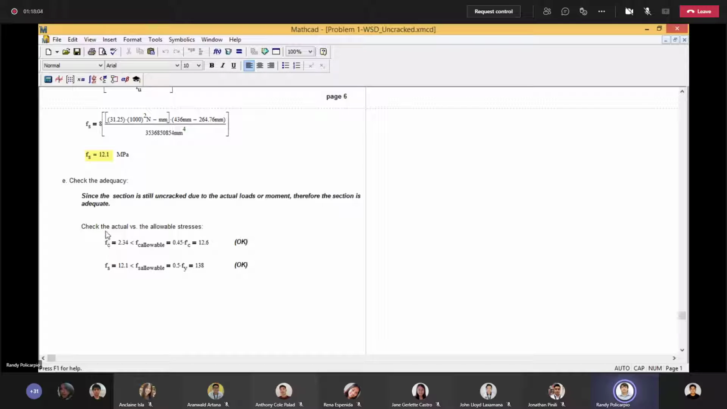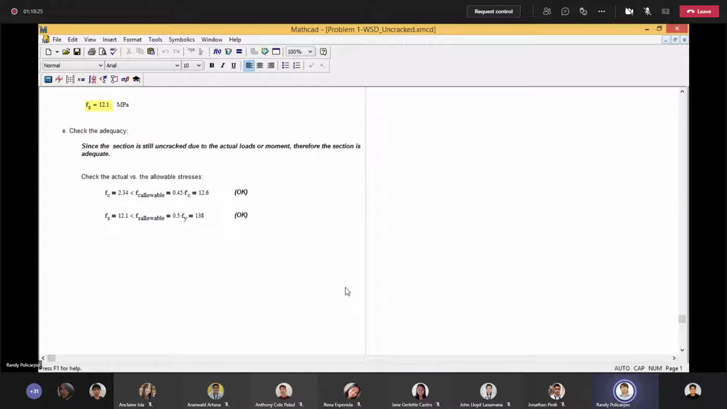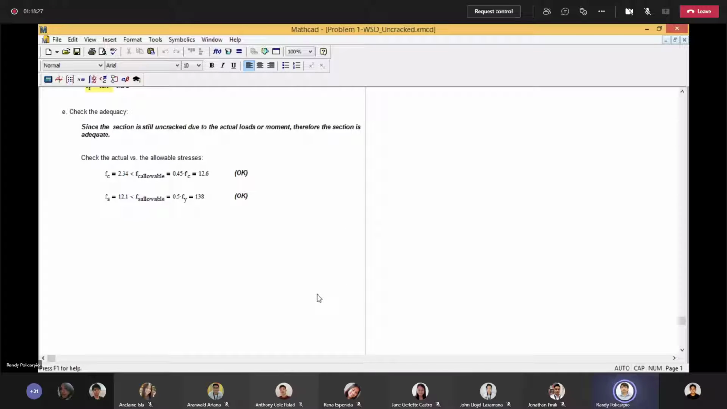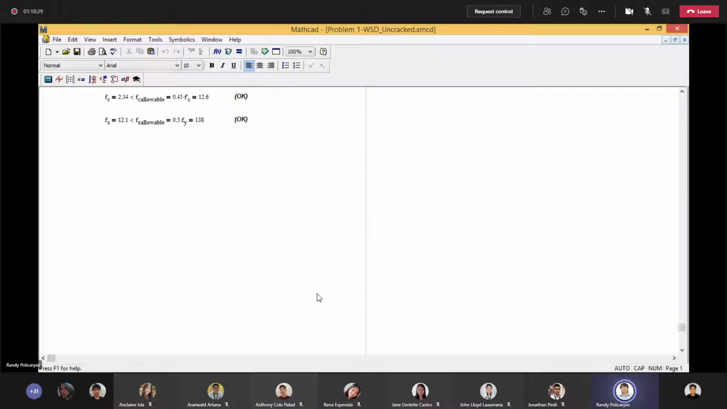Then for the steel, our Fs is 12.1, ayun. Compare natin dun sa allowable, 0.5 Fy, it is equal to 138. So therefore, hindi rin tayo lumagpas sa allowable. So okay din yung computation natin. So therefore, we can say na safe yung ating section. So that's how we compute, no?